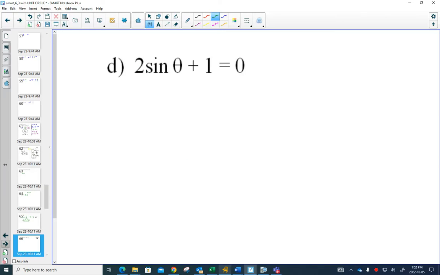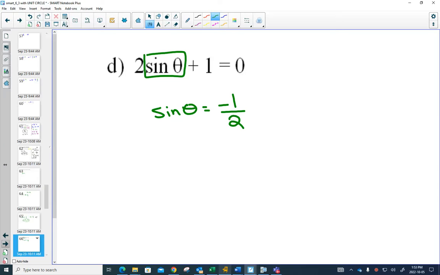Tiny, tiny bit harder, but not crazy. Why is this one harder? Oh, the sine isn't by itself. How difficult would it be to do this? Well, if I wanted to get the sine by itself, can you see I'd have to subtract 1 to the other side? And then I'd have to divide by 2. You've done that a lot since grade 9. Is it okay that we did that all in one step?